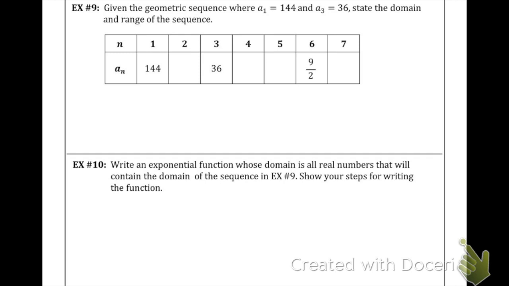Given the geometric sequence, we're given a first term of 144. Our third term is 36. We want to state the domain and the range of our sequence.